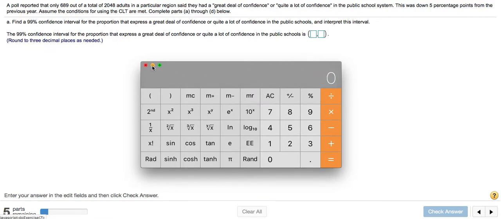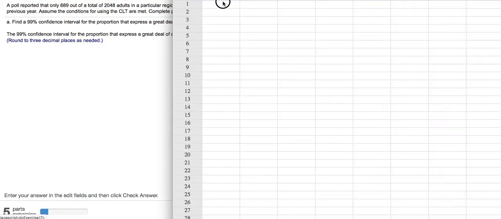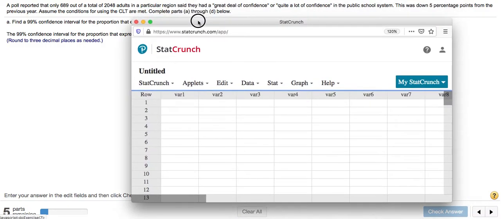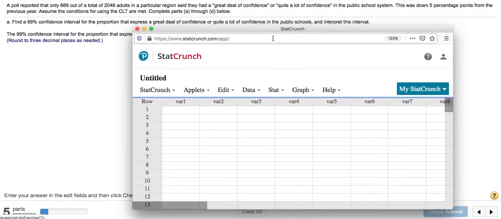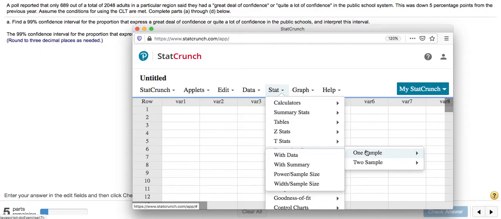So we can get this by using StatCrunch. Let me go to Question Help, select StatCrunch. I'm going to bring in the window. To get the calculator that will find the confidence interval for us, you can go to where it says Stat. Now we're talking about a proportion, so I'm going to go down to Proportion Stats. Here we have one sample. There's the 689 people out of the total 2,048 adults. That was one sample, and it was summarized for us. So I'm going to go with Summary.